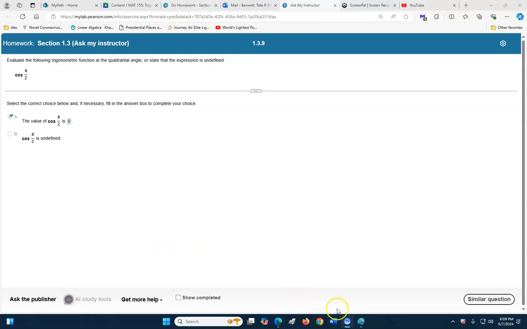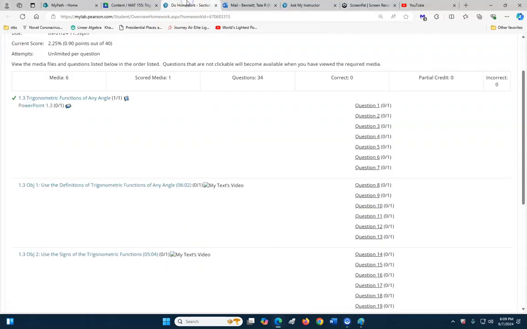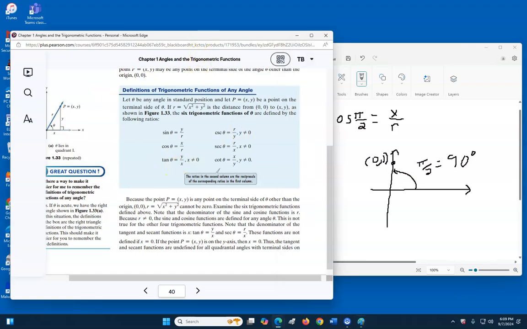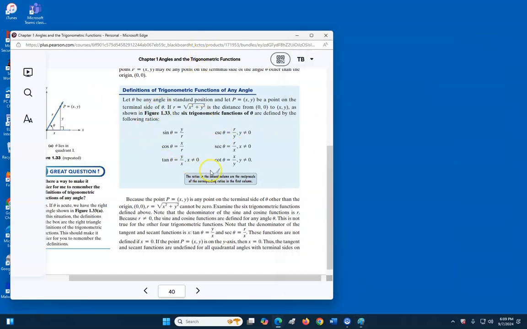So let's see. I want to open the textbook here. There it is. So you're in section 1.3 here. Here's the definition of the trig functions. They defined the trig functions 3 times. First time was in terms of a right triangle, and theta is restricted to acute angle.